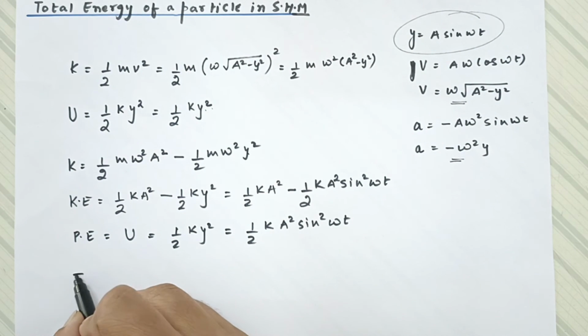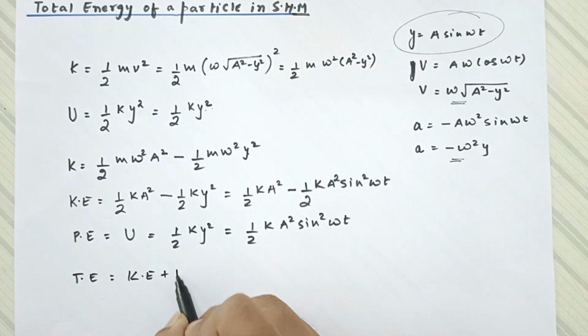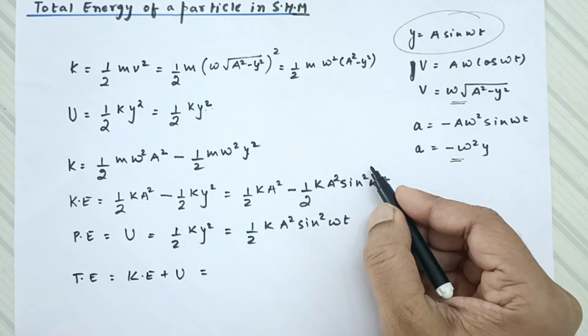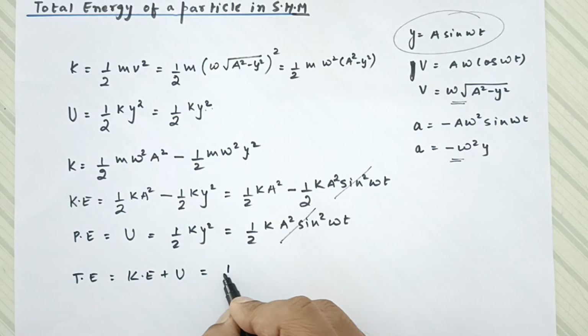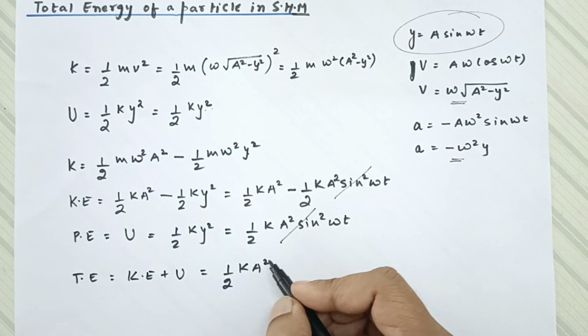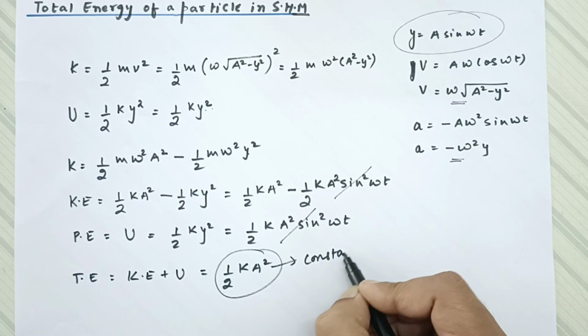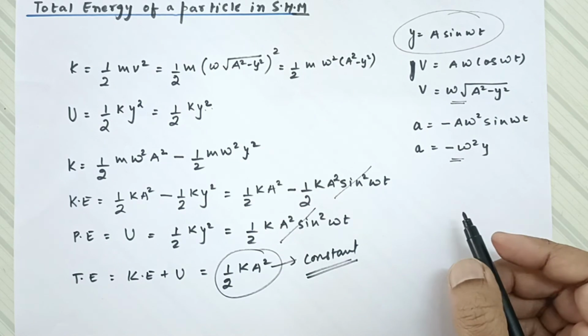Now, to find out the total energy, which is very easy, I am going to add kinetic energy and the potential energy. So what am I going to get? The addition of these two. When I add, these two terms are going to get cancelled. So we get half k a square, where k is constant, it is m omega square, and a is constant. So the total energy is constant. This is only possible if we ignore the losses.